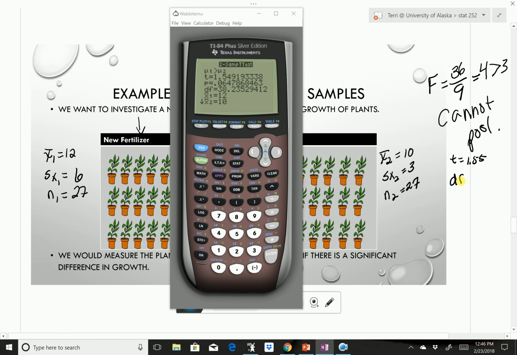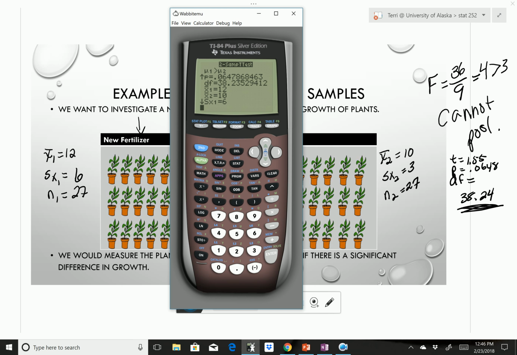And notice the degrees of freedom. So we got our p-value of 0.0648. Our degrees of freedom is a weird number. That's a weird thing for degrees of freedom to be. So we would have to call that 38 degrees of freedom. So we had fewer degrees of freedom here. So that was one issue that we have.